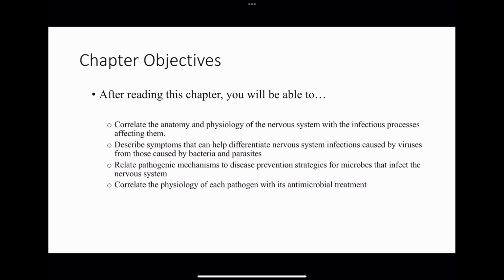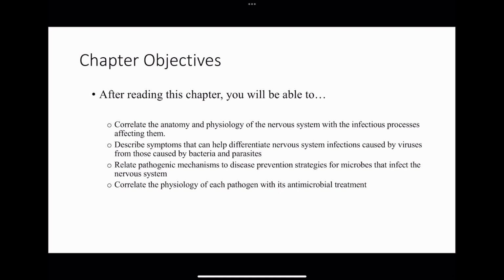From this chapter, there are a couple things that you should be able to take away. The first chapter objective is correlating the anatomy and physiology of the nervous system with the infectious processes that are affecting them. You will also be able to describe symptoms that can help differentiate nervous system infections caused by viruses from those caused by bacteria and parasites.